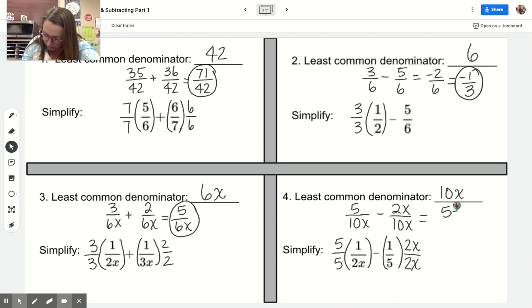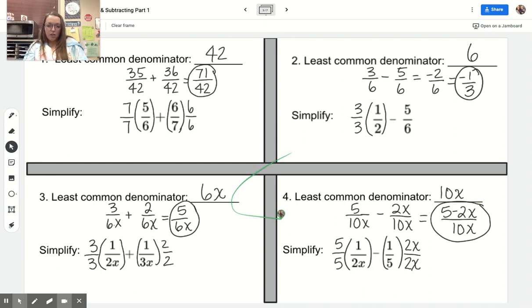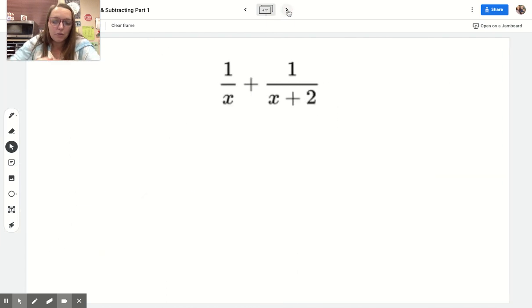And I can put this together in one fraction, but I can't do anything else to simplify that numerator because 5 and 2x are not like terms. Okay. So we kind of gradually increased the difficulty here, and now we're getting closer to the types of problems that we're going to be focused on in this standard. So let's take it up another notch.